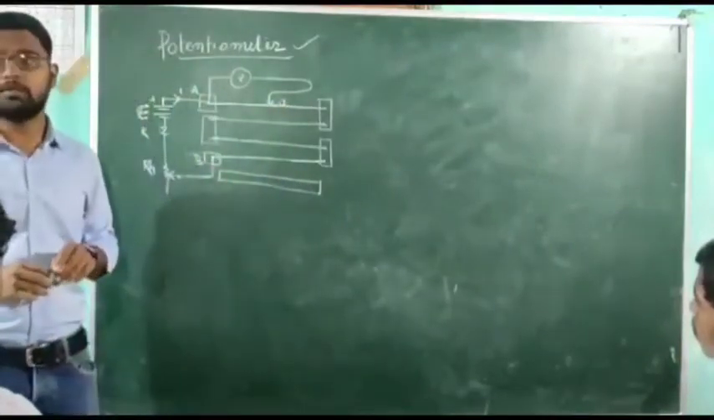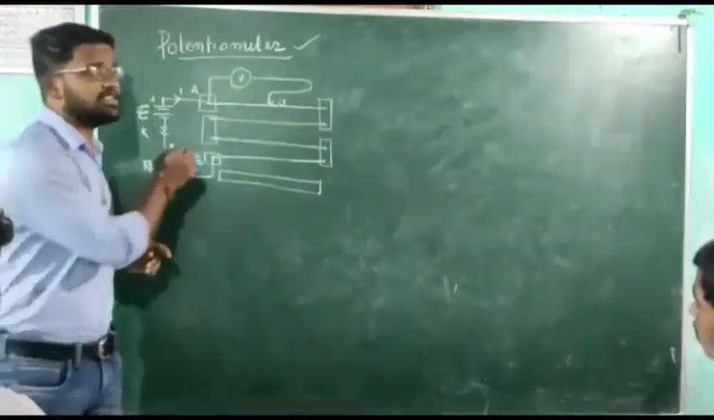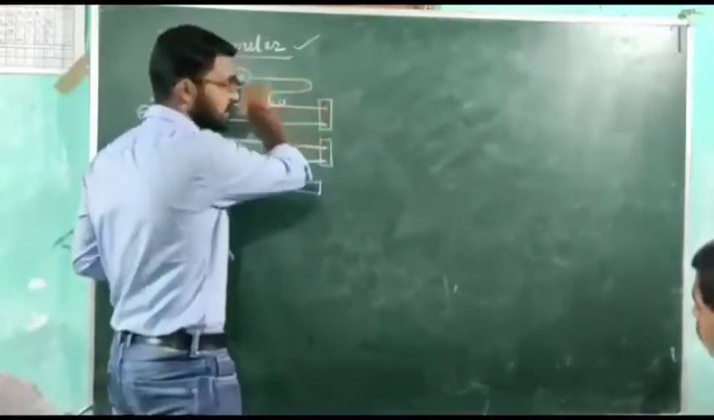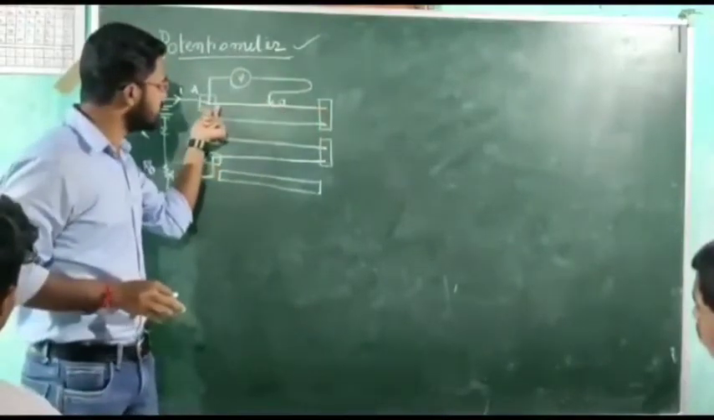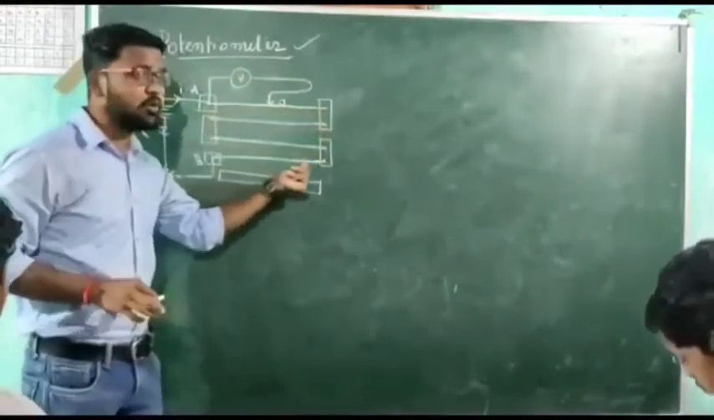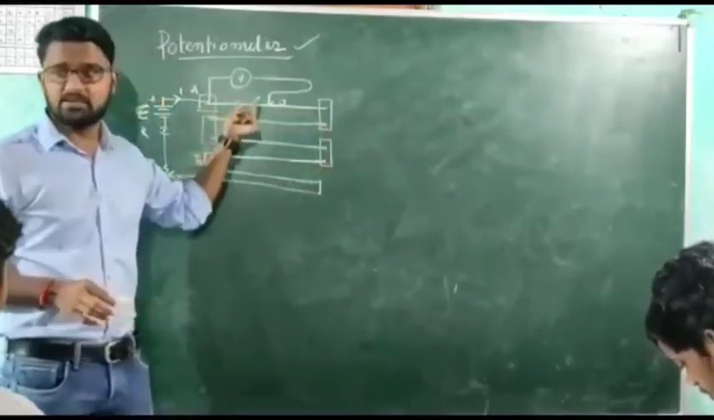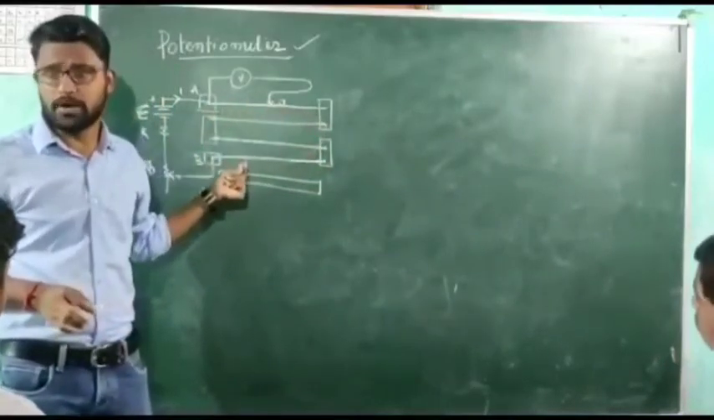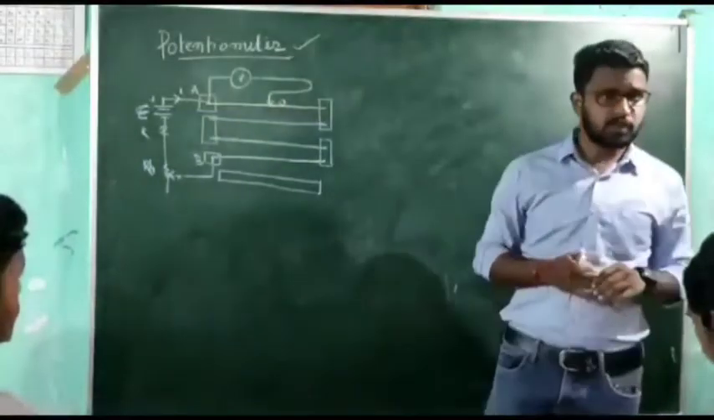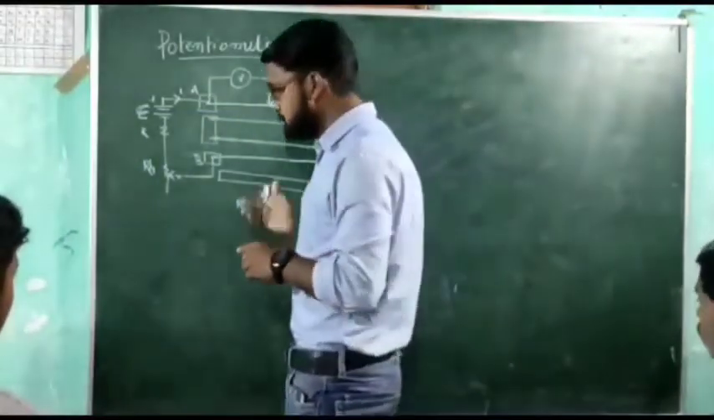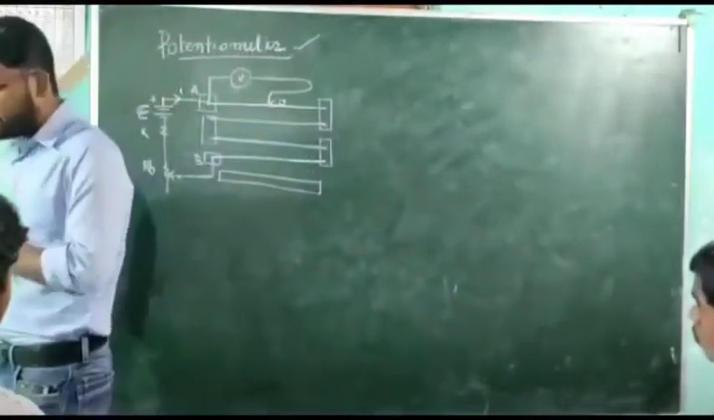I have already told you about the jockey. What is a jockey? A jockey is a sliding contact and this end is free, and you can slide this jockey throughout the potentiometer wire. So what is the principle of this potentiometer?